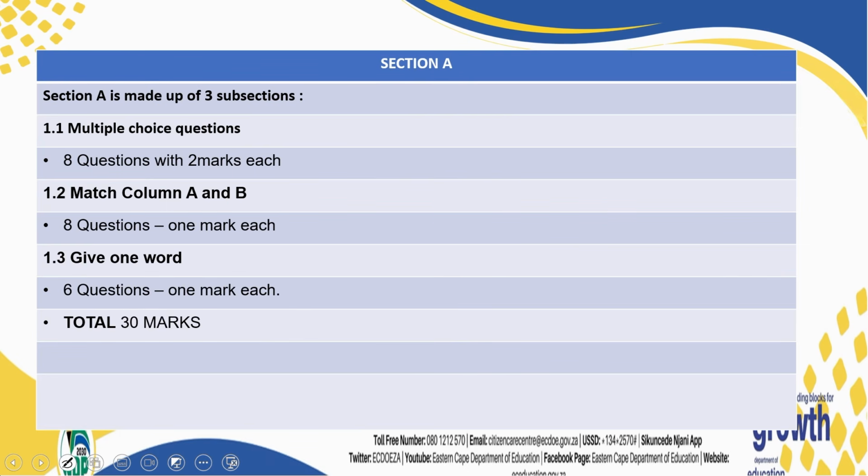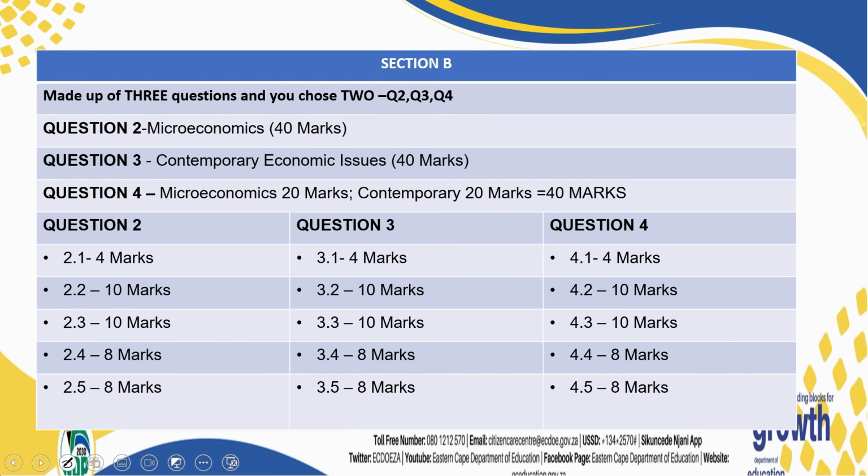Now, let us focus on section A. Section A has 3 subsections. 1.1 is the multiple choice questions, 8 questions with 2 marks each. 1.2 has match column A and B, 8 questions and 1 mark each. And we have 1.3, the give one word. There are 6 statements given whereby you are supposed to come up with an economic concept. They are all 1 mark each, giving us a total of 30 marks.